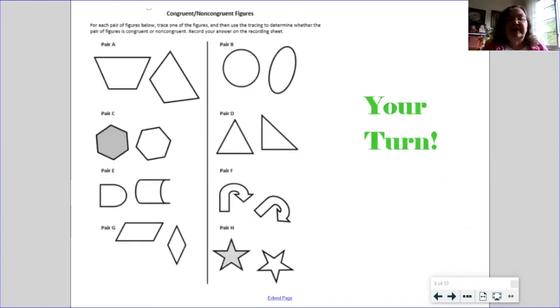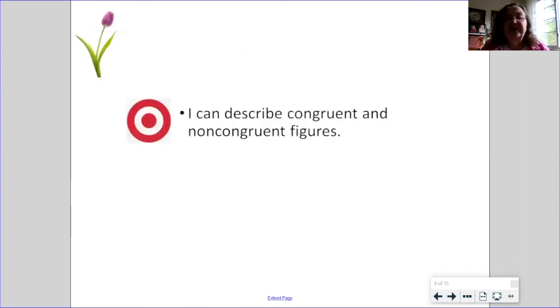Awesome. So now it's your turn. You have a worksheet where you need to decide, looking at those pairs, are they congruent or non-congruent? Awesome. And tomorrow we'll go over your answers to see what we did. So today our learning target was, I can describe congruent and non-congruent figures. Do you remember what congruent means? Same size, same shape. And non-congruent means not the same size and not the same shape.